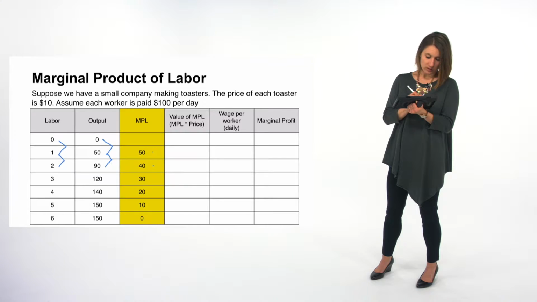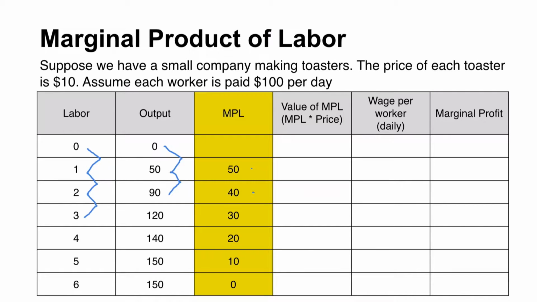The third worker, on the other hand, is now associated with 120 units of output. So the third worker has increased production by 30 units. The fourth worker increases production by 20 units, 140 minus 120 divided by 4 minus 3. The fifth worker increases production by 10 units, 150 minus 140 divided by 5 minus 4.